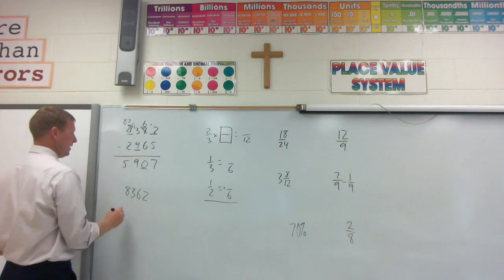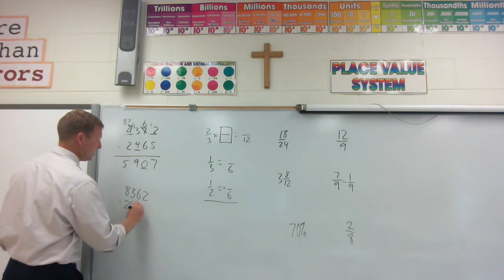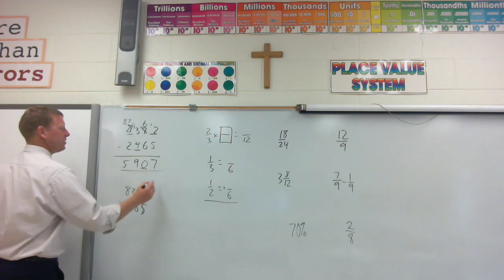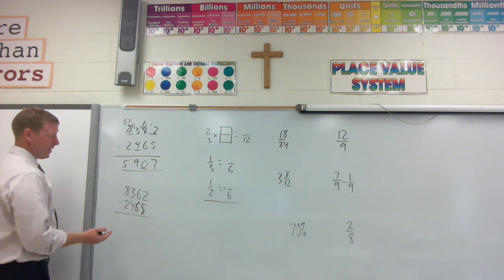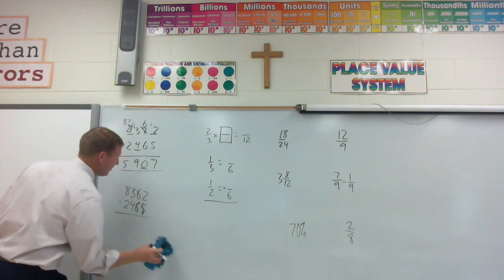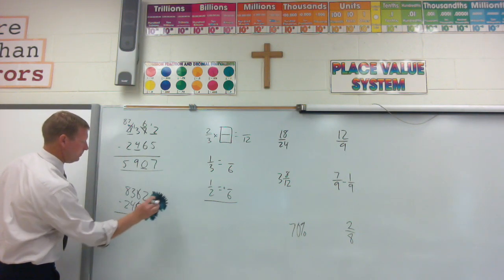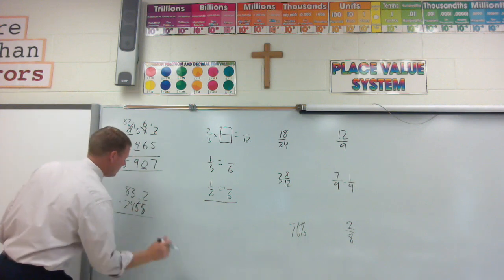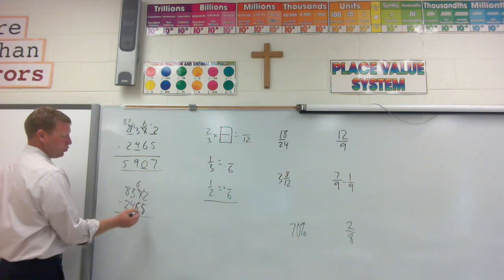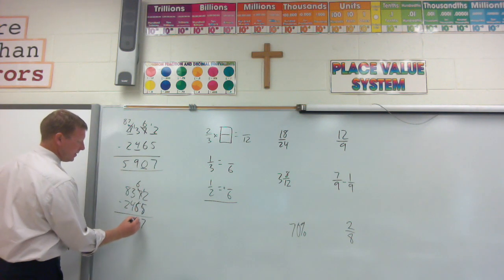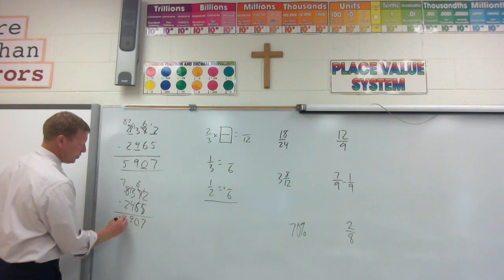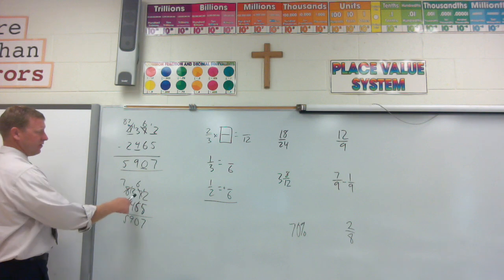8,362 minus 2,465. And I think my answer is 5,907. And I'm just going to do the subtraction to see if I'm right. Sorry, look what I did. I wrote the 6 and it was supposed to be the 7 there for my answer. So cross out the 7, make it a 6. 12 minus 5 is 7. 6 minus 6 is 0. Can't do. 8 becomes 7. 13 minus 4 is 9. 7 minus 2 is 5. 5,907.